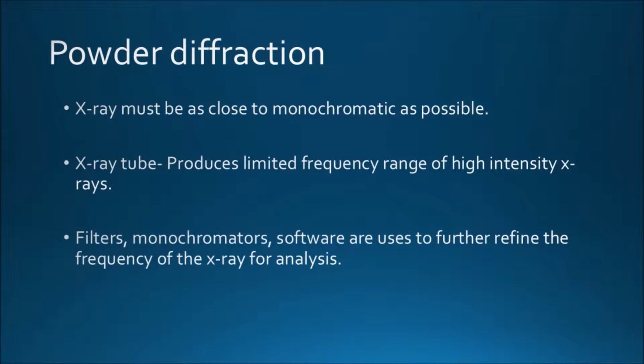in order to use powder diffraction and XRD, X-rays must be as close to monochromatic as possible. The X-ray tube does this by producing limited frequency ranges of high-intensity X-rays. Filters, monochromators, and software are also used to further refine the frequency of the X-rays for analysis.